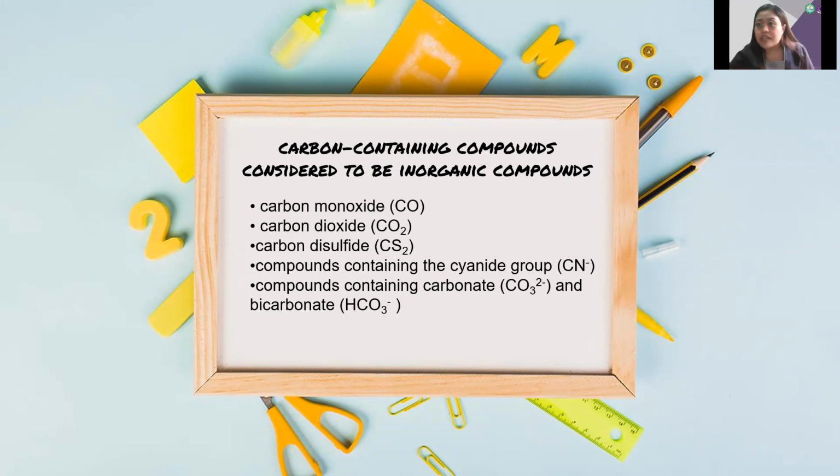Because remember, when you say cyanide, you can look at your index cards for this. Cyanide is carbon and nitrogen, -1. And also compounds containing carbonate and bicarbonate belong to the inorganic compounds, because these compound classes behave just like the inorganic compounds, so we don't classify them on the organic side. So just take note of these exceptions.